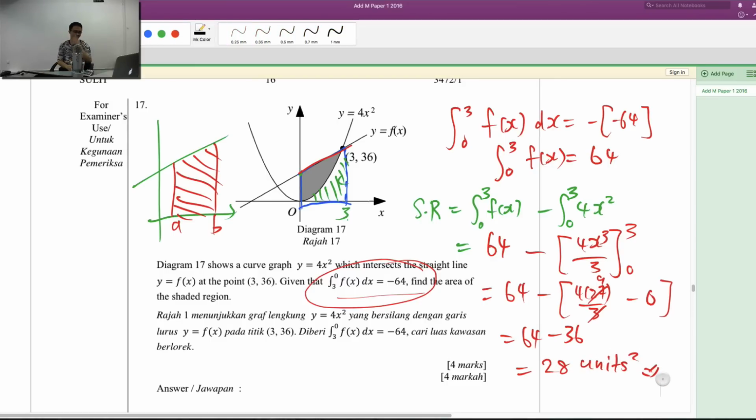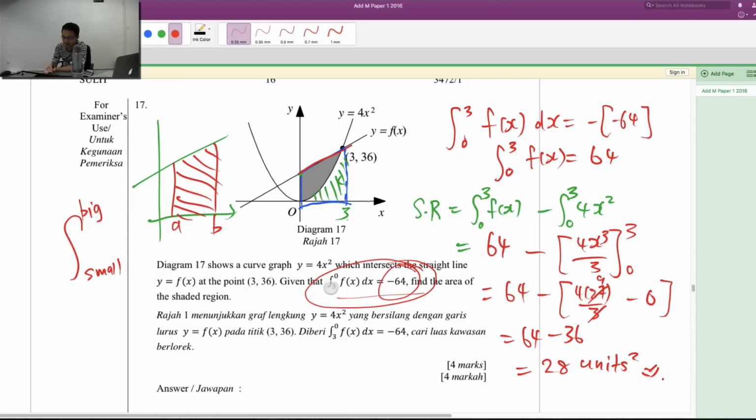Okay, so I hope my previous wrong step doesn't confuse you. Why do you need to exchange 0 and 3? Because in integration, we always write the smaller value here, and then this one we write the bigger value. Of course, you can go from 3 to 0, but if you do from 3 to 0 over here, you get negative 64.